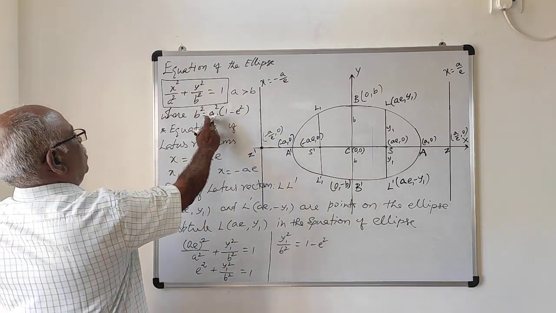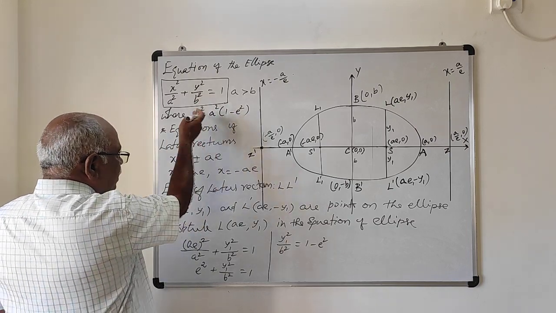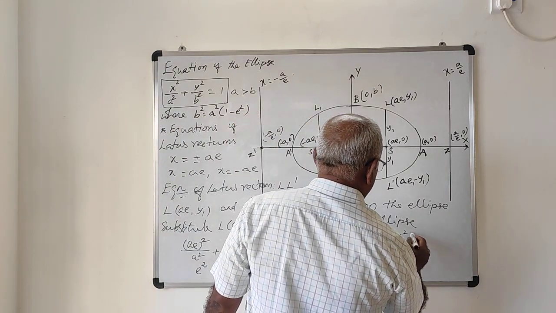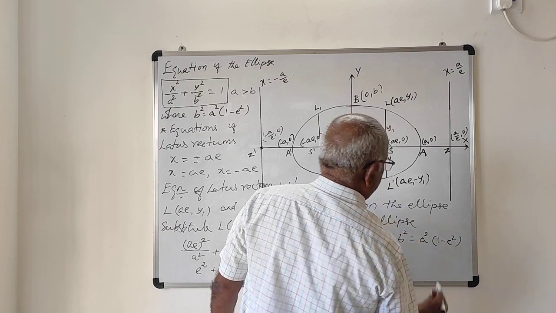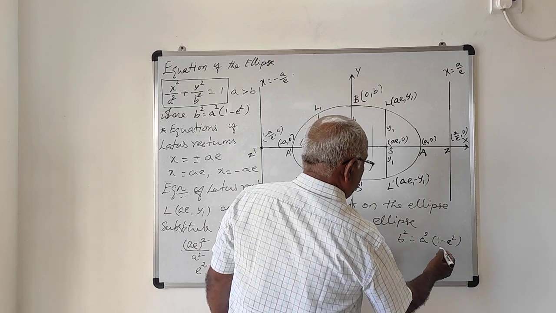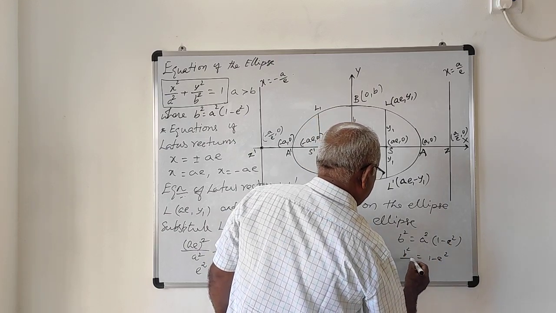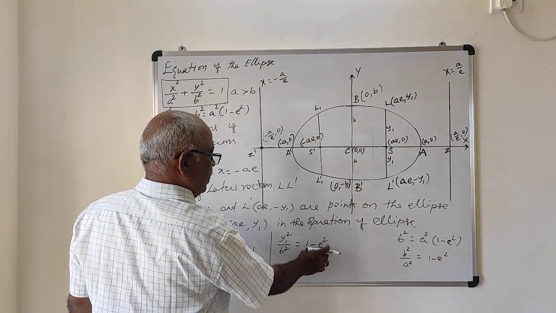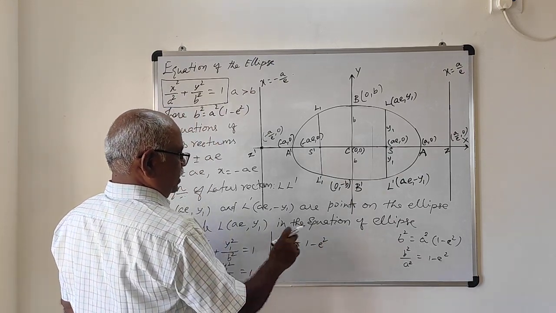We know B square equal to A square into 1 minus E square, therefore 1 minus E square is B square by A square. Because we have B square equal to A square into 1 minus E square, from this you can get 1 minus E square equal to B square by A square. So instead of 1 minus E square, you substitute B square by A square.